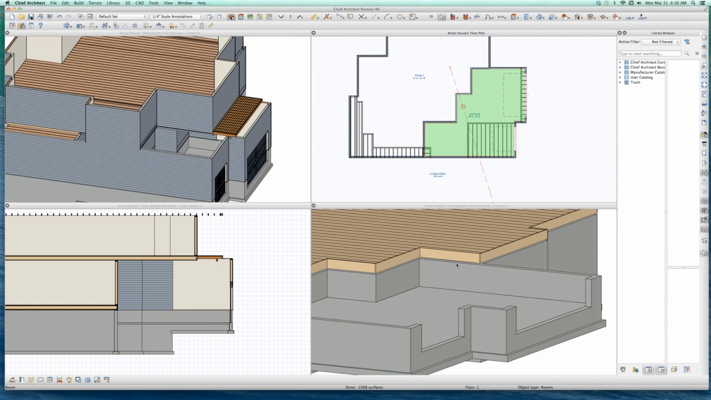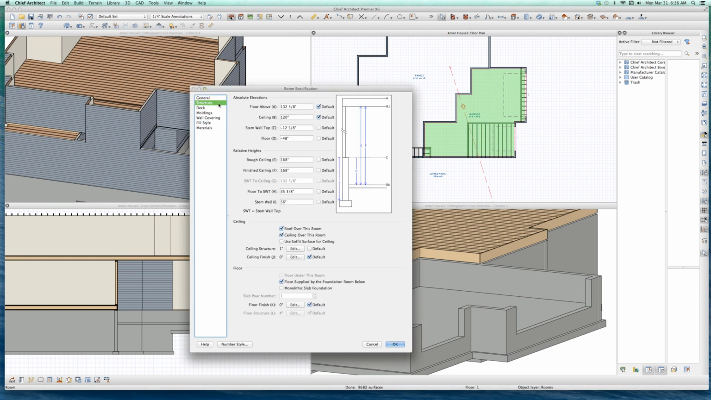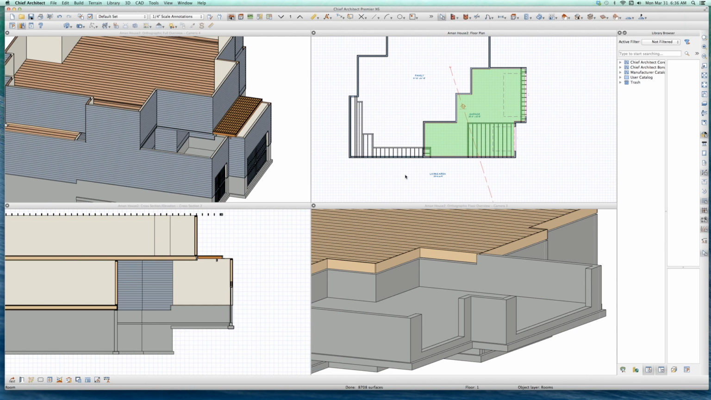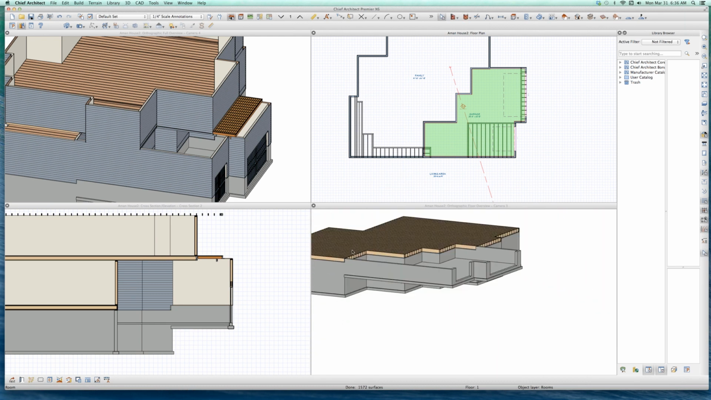Okay. How about if I change the height of the stem wall? Let's change the height of the stem wall. This is kind of cool. This is a little tricky. I'm going to change the height of the stem wall for the garage to 0. Okay, and now what happens? See what happened? Well, you can see what happened.